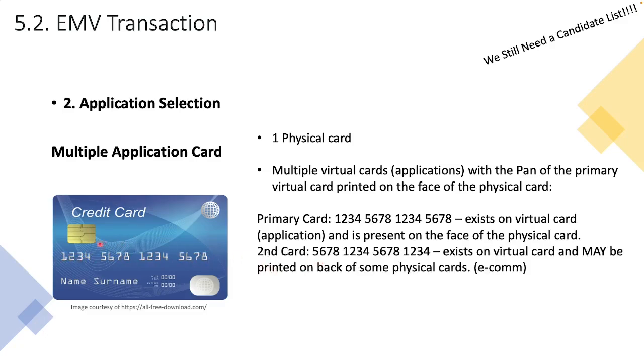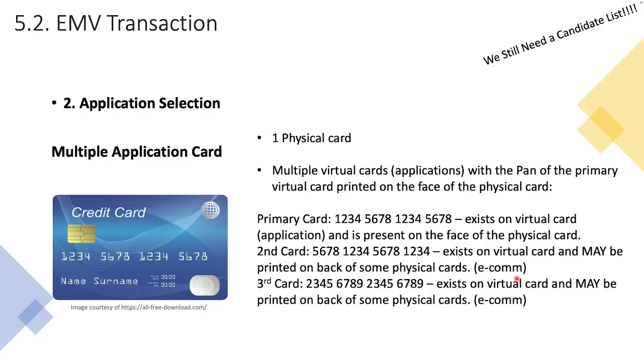Then you've got a second card. Remember, once again, same plastic, but it's a virtual card that resides on the chip. And this one could have a PAN of 56781234 56781234. Okay, and you won't see this PAN on the face of this card, but some issuers will issue a card where they will actually print the second card PAN on the back of the card, and that's to allow you to understand what the PAN is in the event that you want to use the second virtual card for online purchases, for e-commerce transactions.